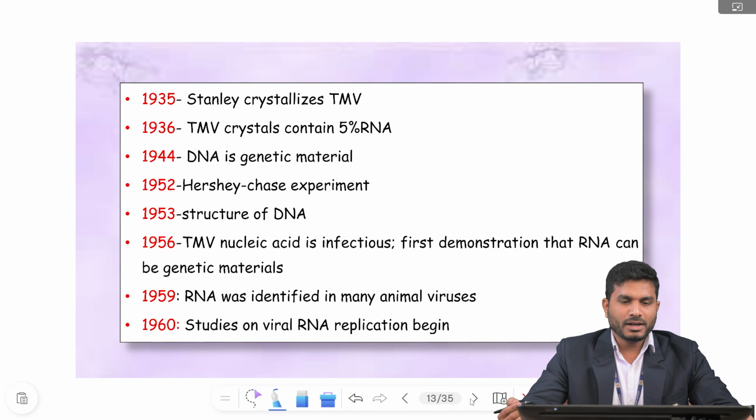Later, coming to the major milestones in virology, throughout the 20th century important breakthroughs occurred. Stanley crystallized TMV in 1935, showing that viruses could behave like chemicals. DNA was proven as genetic material in 1944. The Hershey-Chase experiment in 1952 reinforced this. The structure of DNA was discovered in 1953. In 1956, TMV RNA was shown to be infectious, proving that RNA can function as genetic material. These findings transformed our understanding of molecular biology.